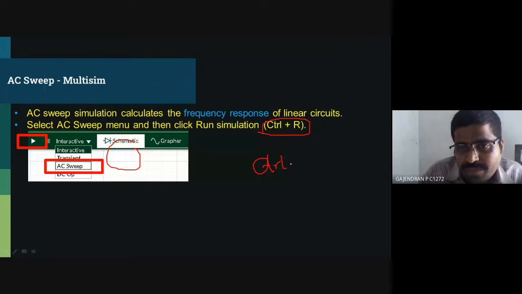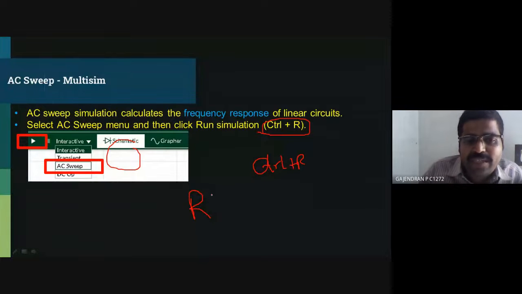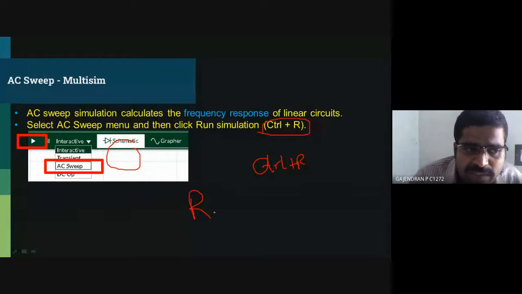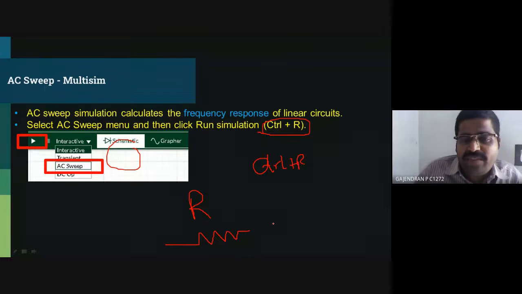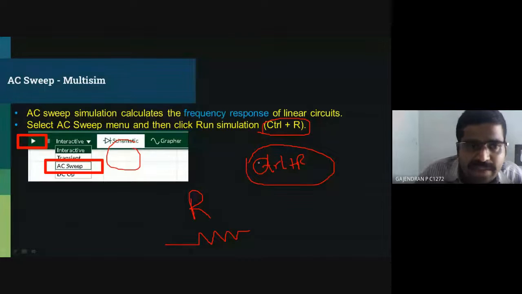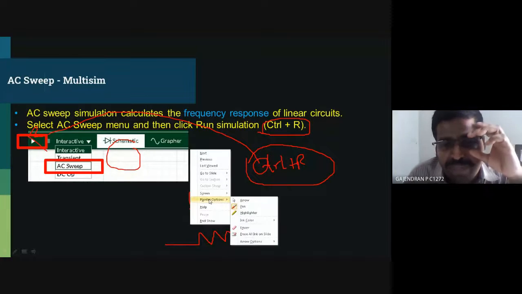Note that down. But if you simply press R, what will come? Can anyone tell me? In Multisim, if you simply press R, what will you get? Resistor, sir. Very good. And Control plus R, what will come, sir? Play. You can start running the simulation. Note this closely.